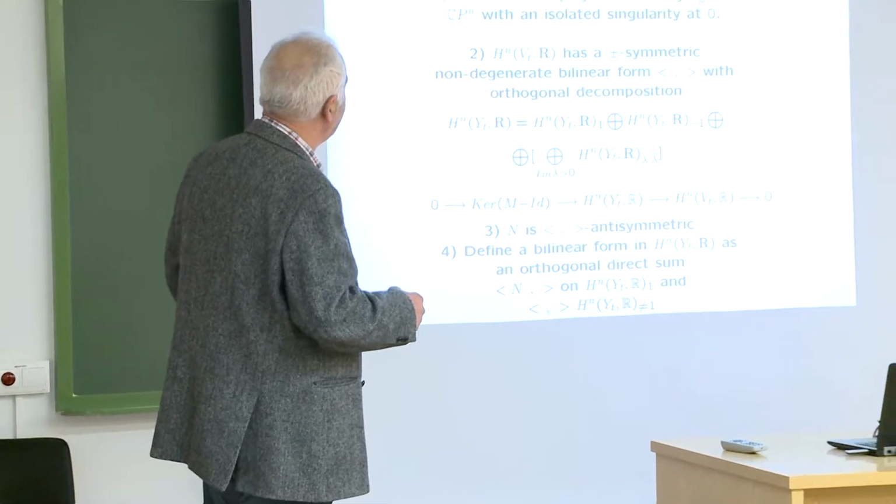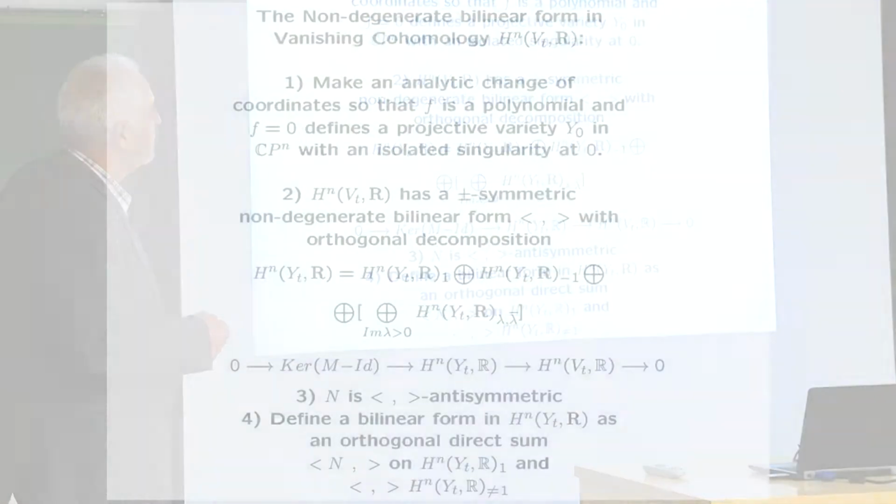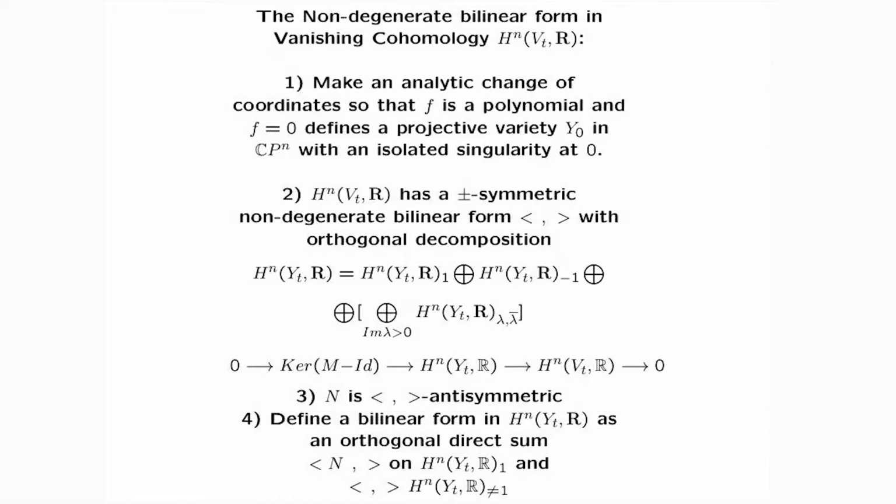Now, to introduce the bilinear form, we do the following thing. So we're going to introduce a non-degenerate bilinear form in vanishing cohomology. So you make an analytic change of coordinates so that f becomes now a polynomial, and that f equal to 0 defines a projective variety Y0 in projective space which has an isolated singularity at 0. So you can do some local change of coordinates.